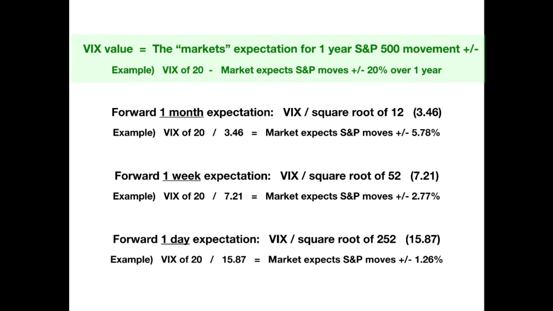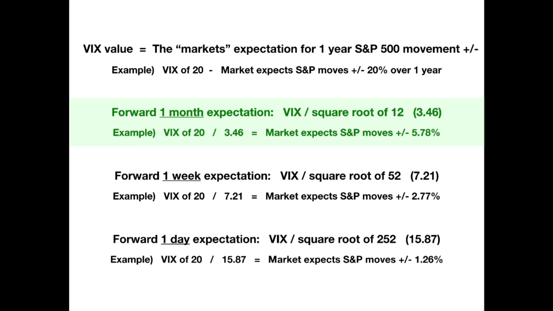So remember, the VIX value is the market's expectation for 1-year S&P 500 movement. So for example, like I said, I'm going to use 20 today. A VIX of 20 means the market expects the S&P 500 to move plus or minus 20% over the next 1 year. If we want to know what the forward 1-month expectation is, we can take the value of the VIX index, which in this case is 20, and divide by the square root of 12, representing 12 months in the year.